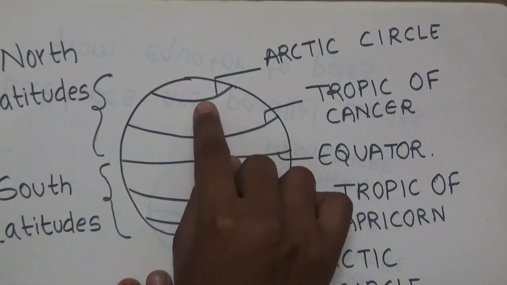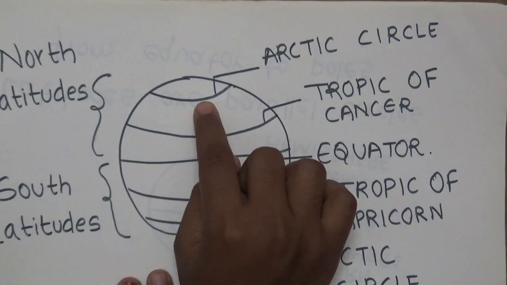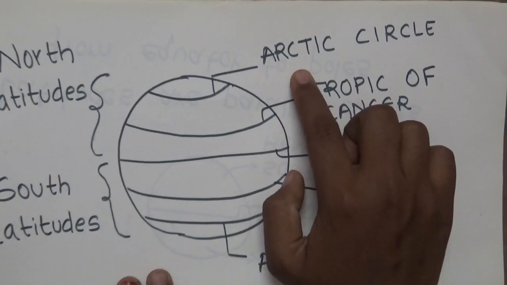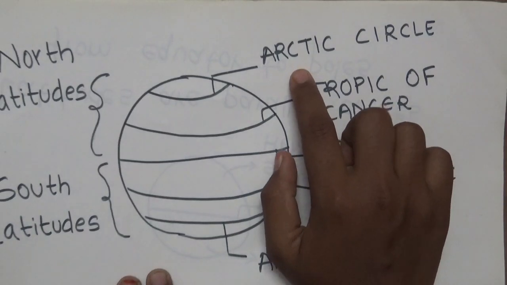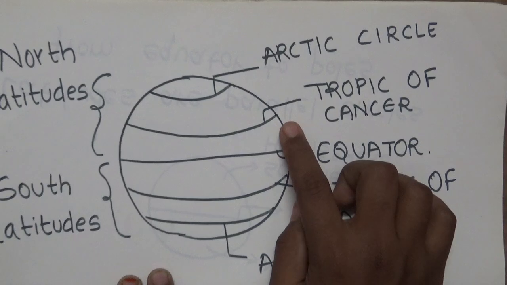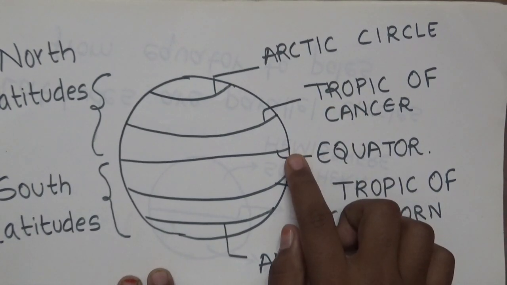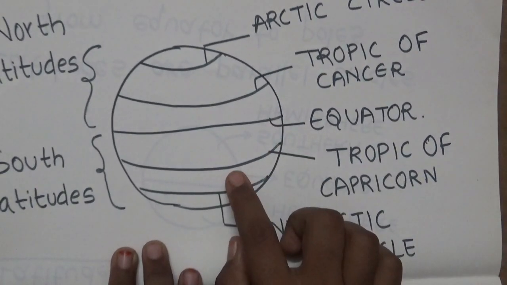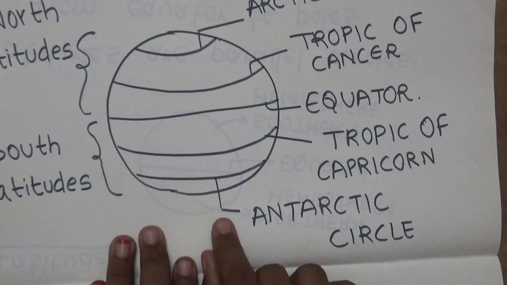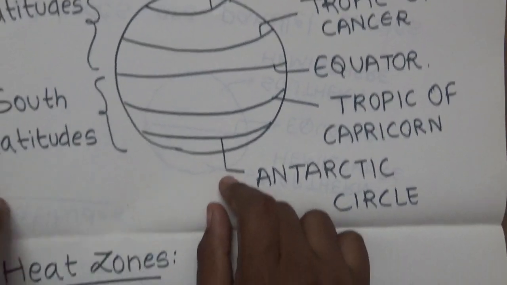And this is the Arctic Circle. This is the Tropic of Cancer. The Arctic Circle is at 66.5 degrees north. The Tropic of Cancer is at 23.5 degrees north. The equator is 0 degree latitude. And the Tropic of Capricorn is at 23.5 degrees south, and the Antarctic Circle is at 66.5 degrees south.